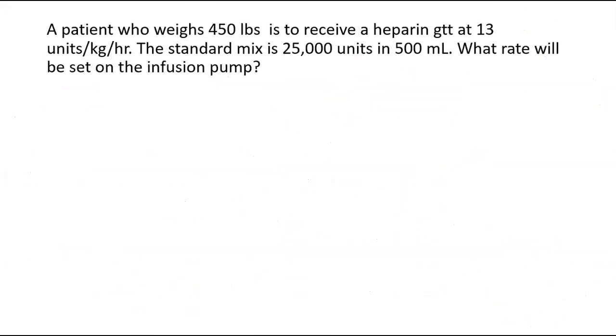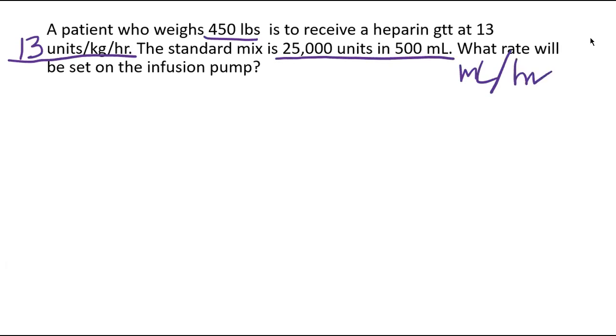Okay, all right, so here we've got a patient who weighs 450 pounds, receiving a heparin drip at 13 units per kilogram per hour. The standard mix, what rate will be set on the infusion pump? So we're going to say mLs per hour. We're going to set it for that. So there's your infusion. That's what the patient weighs.